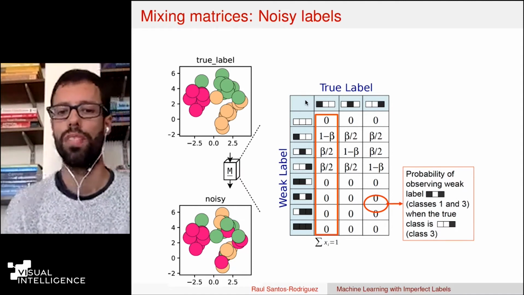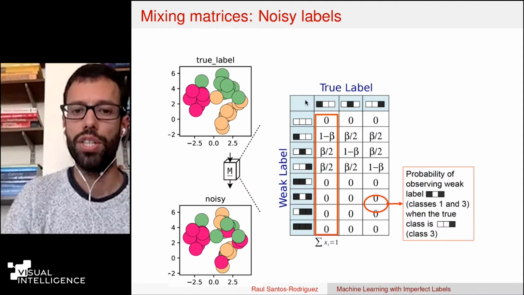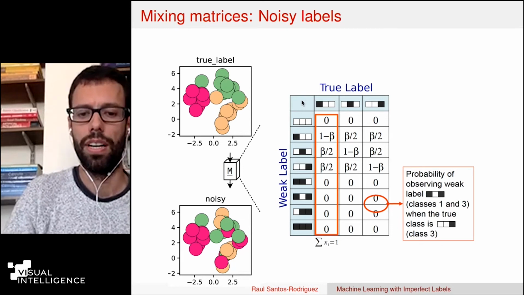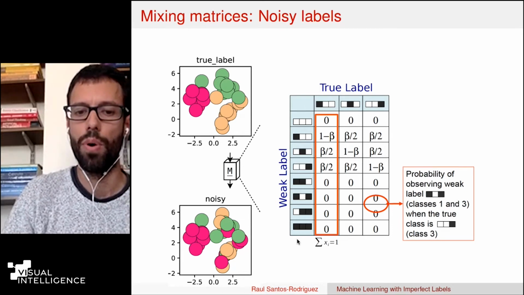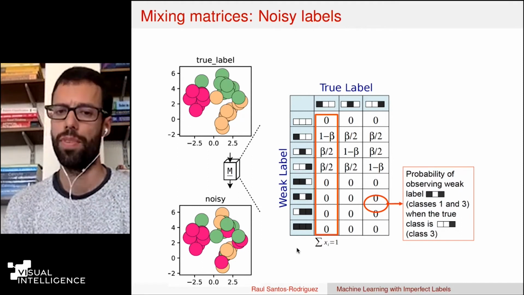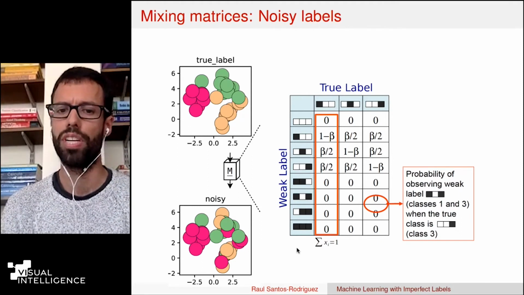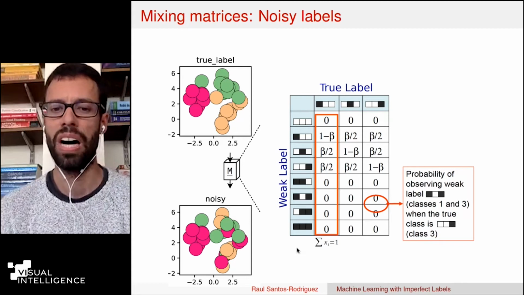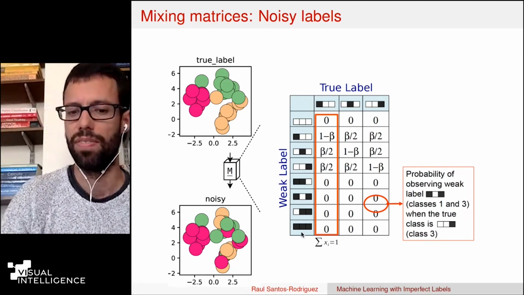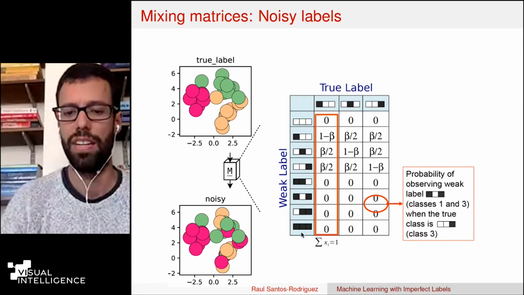Interestingly, in all these problems in practice, there is a big issue with the number of rows growing exponentially with the number of classes. So this object becomes very difficult to handle with even a mid-size number of classes.